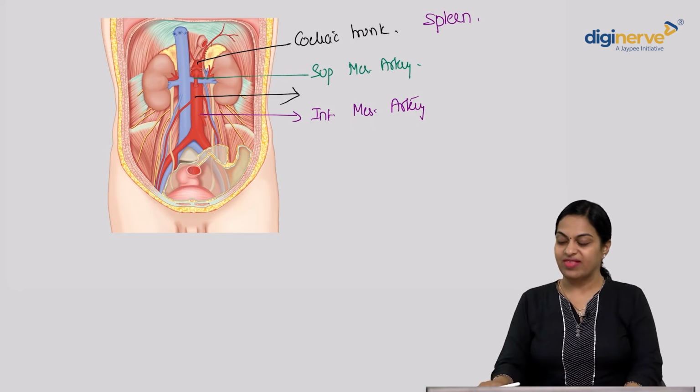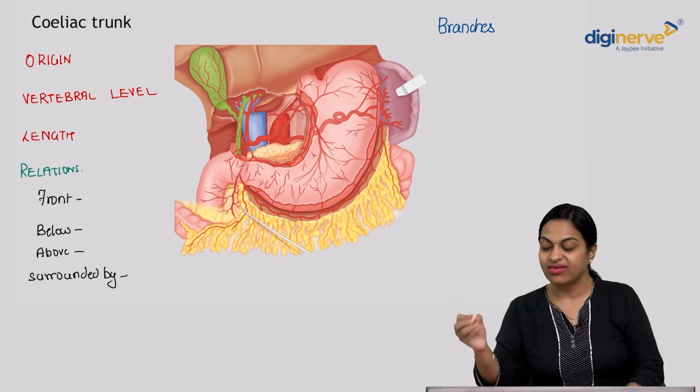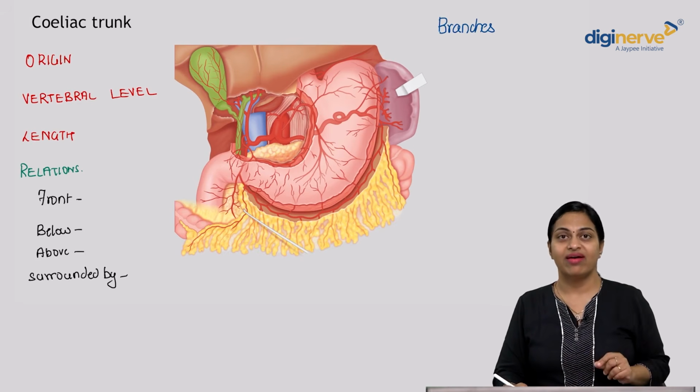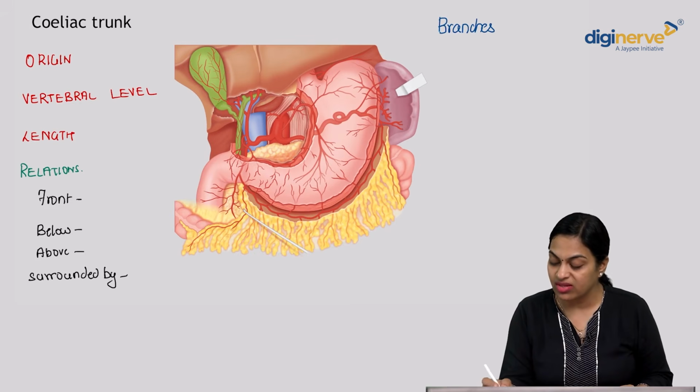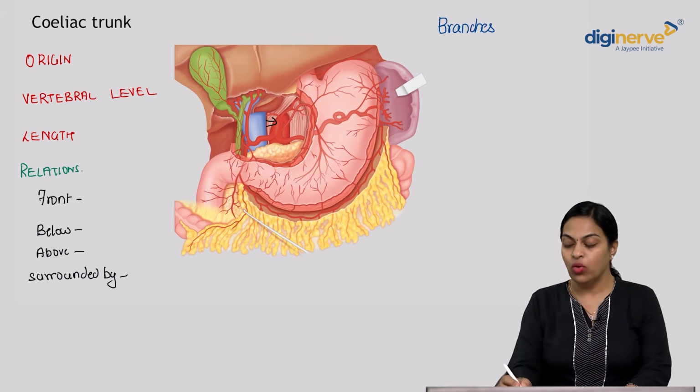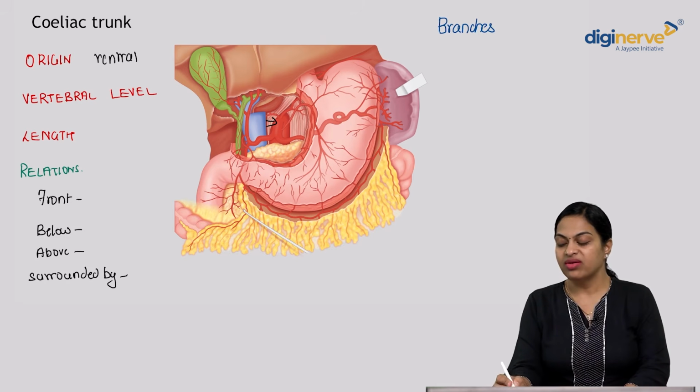Okay, let's see. So let's start with the celiac trunk. You should be able to identify the celiac trunk in the cadaver in an image-based question. So you know that it arises from the aorta, ventral surface of the aorta.